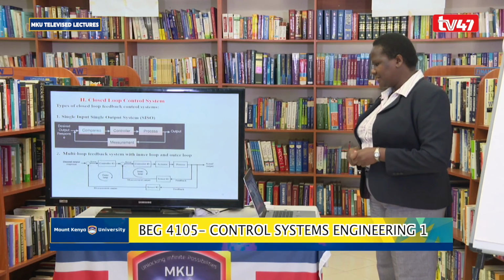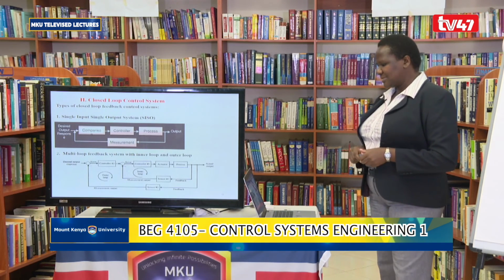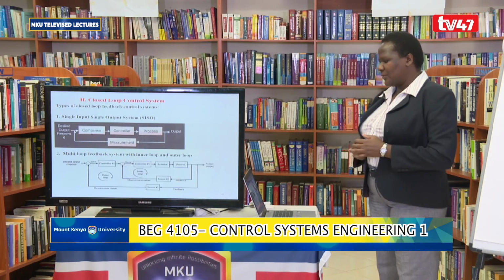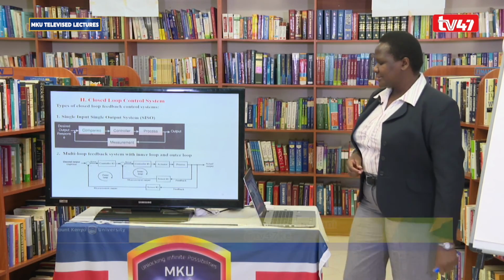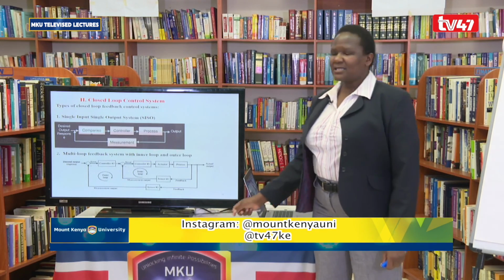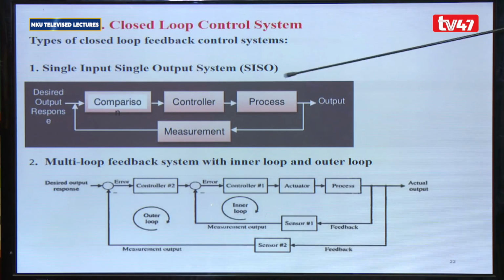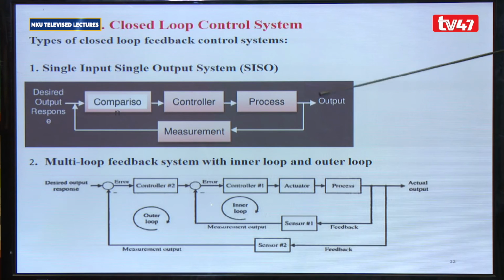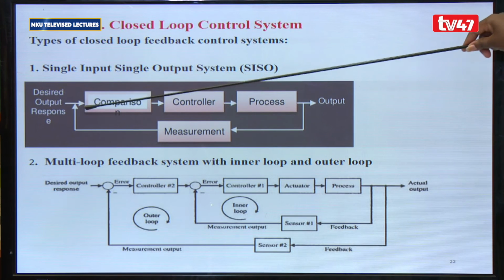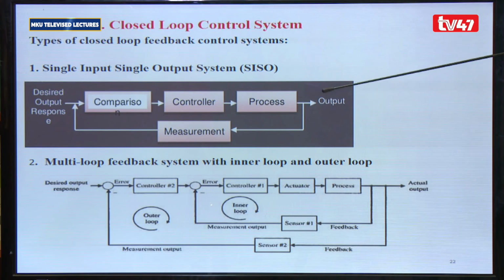There are different categories or types of closed loop systems. For example, we can have a single input, single output system. In this system, we have one input and we have one output. So this one is very simple. It has a single input and it has a single output.